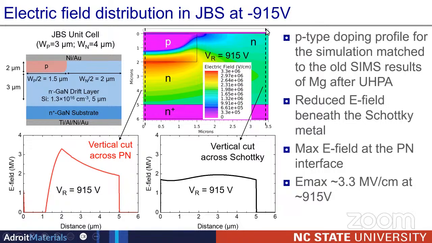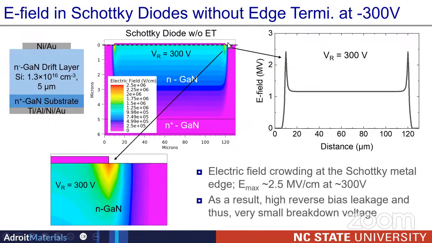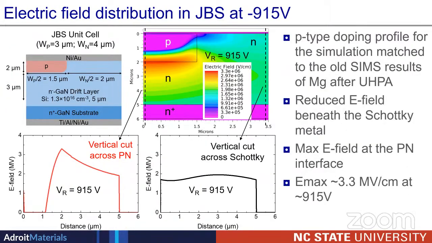When you cut a line at the Schottky region, you can see the electric field around 915 volt is less than 2 megavolts. That is the reason you can go up to 915 volt, versus the Schottky diode, where the electric field, even at lower bias, went very high because of the electric field crowding. So that's the advantage of the junction barrier Schottky diode in power device applications: we get low on resistance as well as high breakdown voltage.